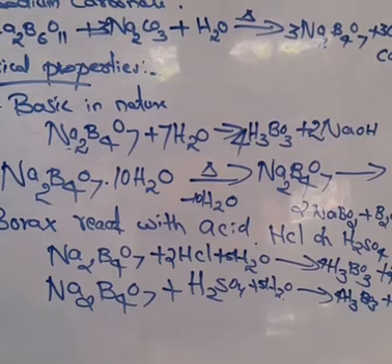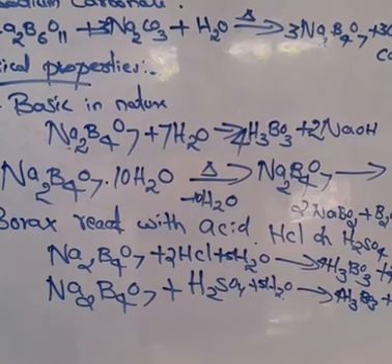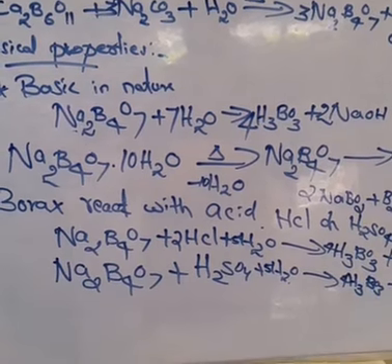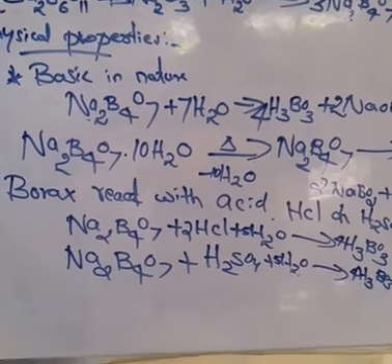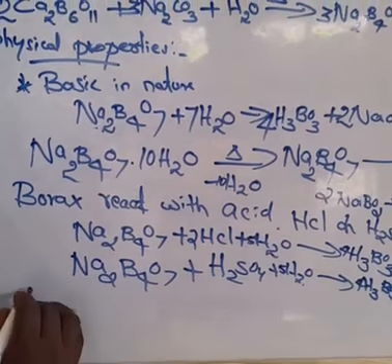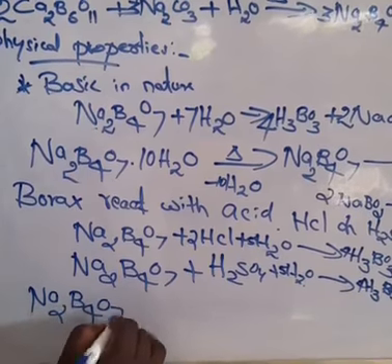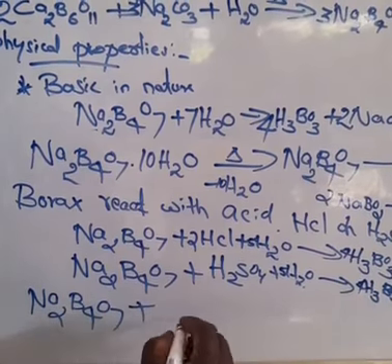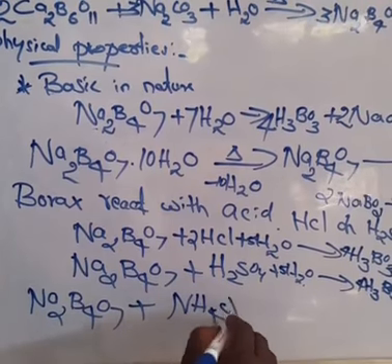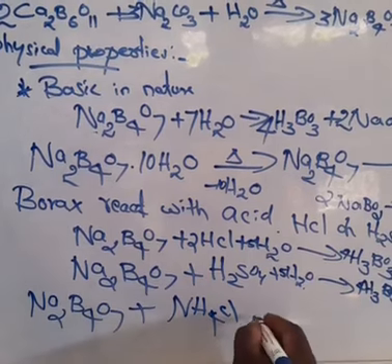What happens when borax reacts with ammonium chloride? Ammonium chloride formula NH4Cl. Borax is Na2B4O7. Borax reacts with ammonium chloride, NH4Cl. We get the first product, sodium chloride.